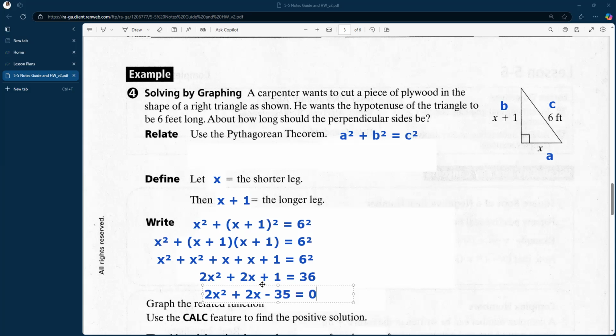This is the quadratic I'm going to use in my graphing calculator. Pull out your graphing calculator. I'm going to switch my screen. We're going to graph this together.